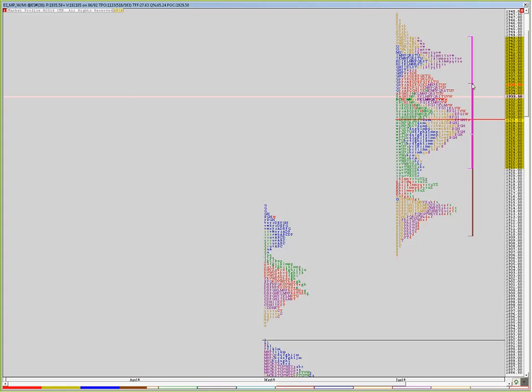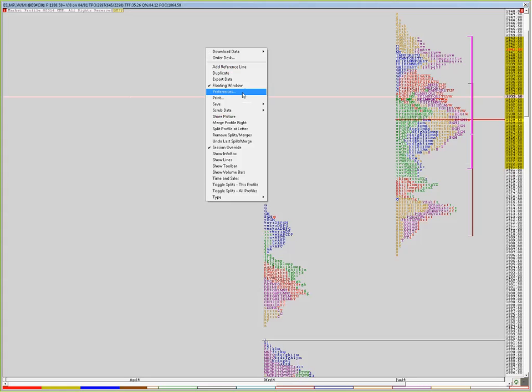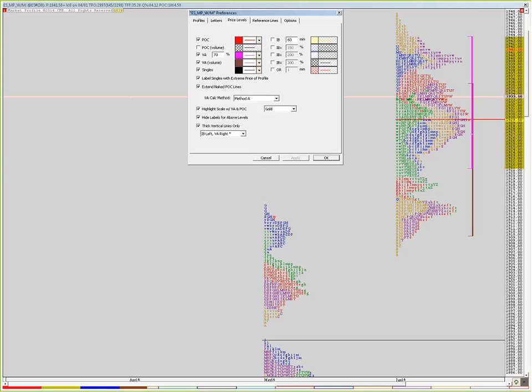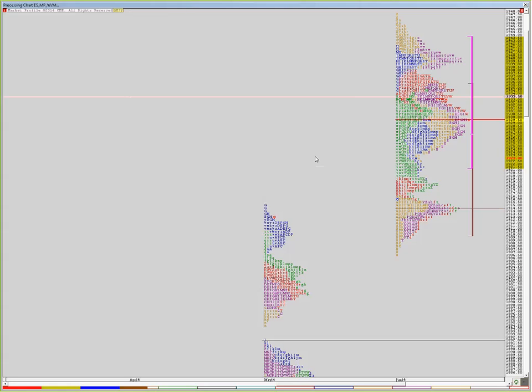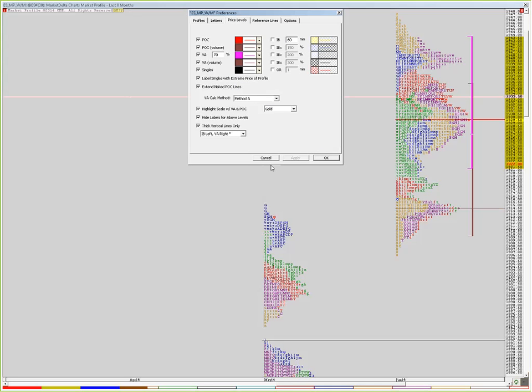950 to 3550. Okay. Now you notice I don't have a POC labeled there. I should probably add that in, shouldn't I? So let's put the POC in. Let's keep that the same brown color. All right, cool.